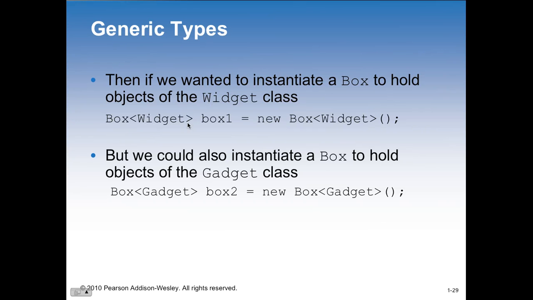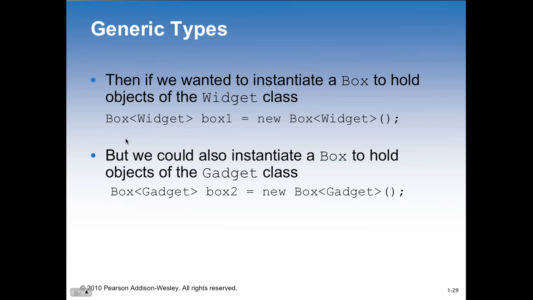And Widget is nothing more than the class. It's the object type that we're saying this is going to be a box of widgets. Box1 is equal to a new box of widgets. If I had a box of something else, gadgets, here we go, here's some gadgets, we can also instantiate the box to hold objects of the Gadget class. So here Box<Gadget> is box2. They're both boxes, but one box is holding gadgets and the other box is holding widgets.